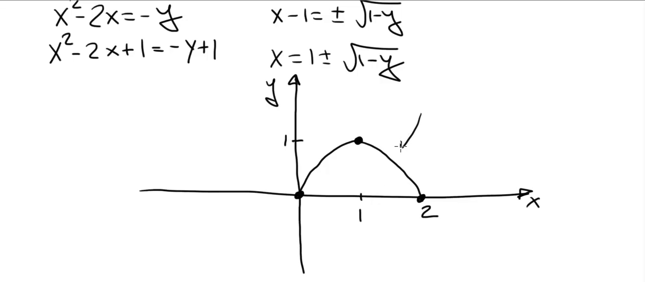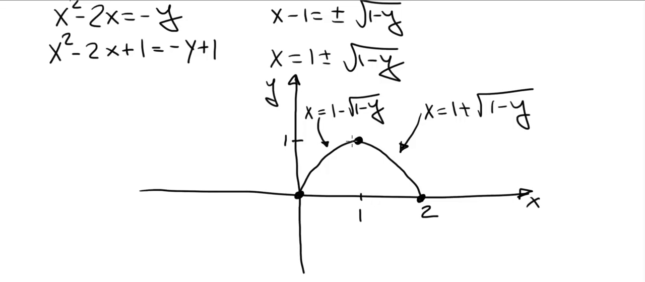Remember that the right-hand side of our parabola is x equal to 1 plus the square root of 1 minus y. And the left-hand side of the parabola is x equal to 1 minus the square root of 1 minus y. That's why we needed it. There's not a single function that will give us x as a function of y for this parabola. We need two. We need one for the left, one for the right.